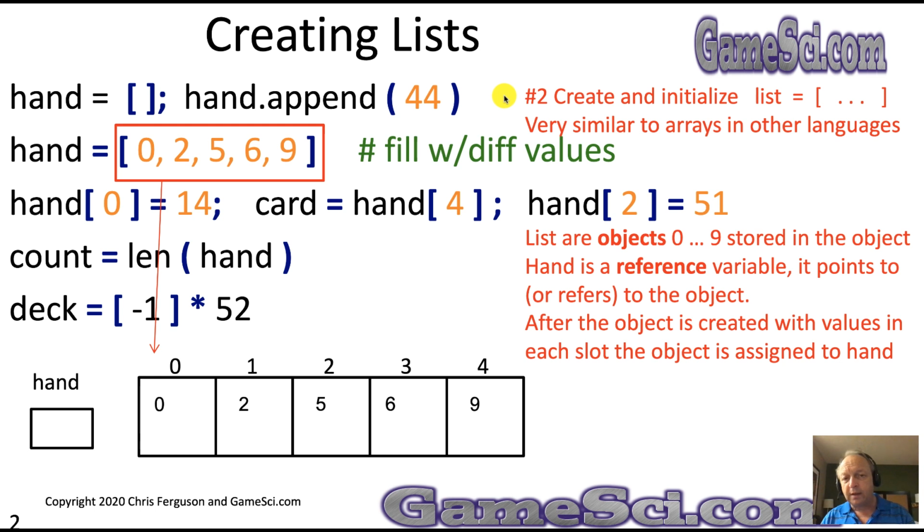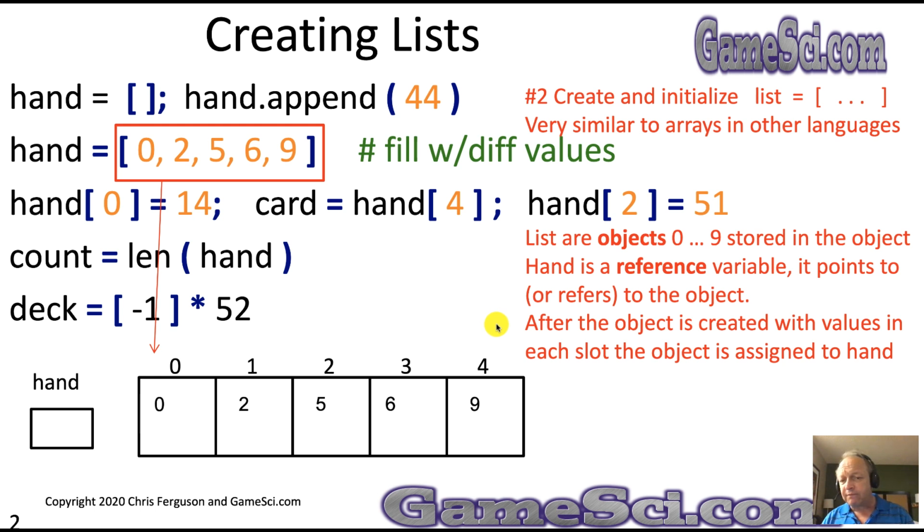The second way to create a list is to create and initialize the list with an initialization list in square brackets. We saw this on the previous slide. We're doing it again. This time, when you know what you want to put into your list, when you have the values that you want to put in your list, you can create it and initialize it at the same time. Keep in mind, lists are objects. The values 0 through 9 are stored in the object. They're not stored in the hand variable. Hand is a reference to that object. It points to or refers to the object.